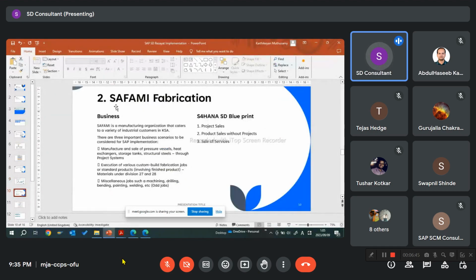Next, I will be entering on the Safami fabrication. In the Safami fabrication, there are various businesses, and majorly we will consider it as a manufacturing business, which has finished products and semi-finished products.